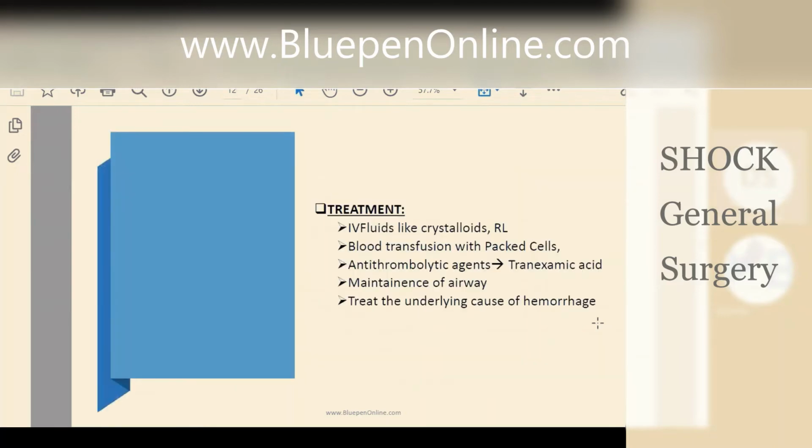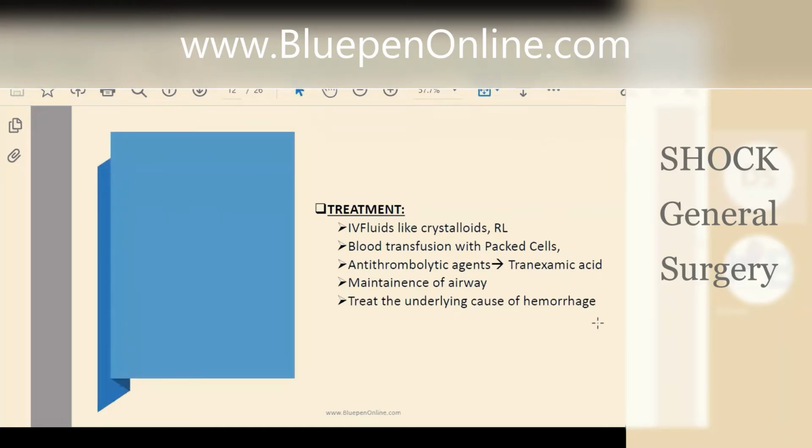So what's the treatment? For hypovolemic shock, most commonly we give IV fluids like crystalloids, then Ringer lactate, then blood transfusion with packed cell volume, PCV. Then you give antifibrinolytic agents like tranexamic acid, because there are high chances of coagulopathy when there is decreased blood volume, that's the plasma and all. There will be more increased cells, and the cells can cause increased injury to the blood vessel.